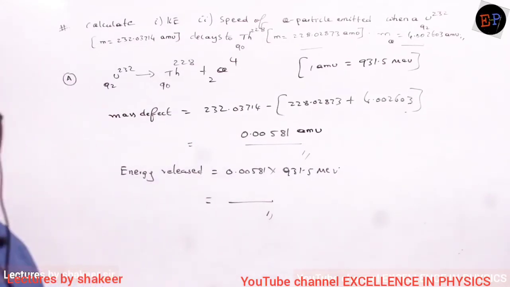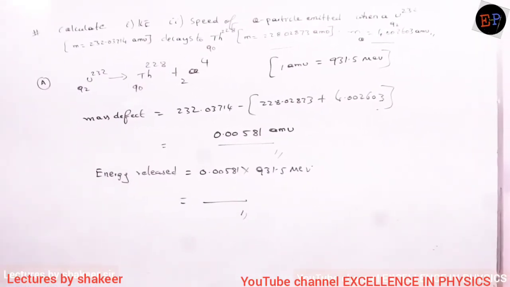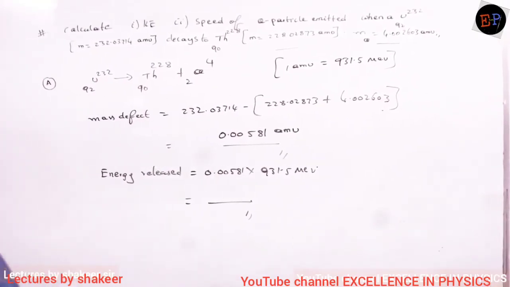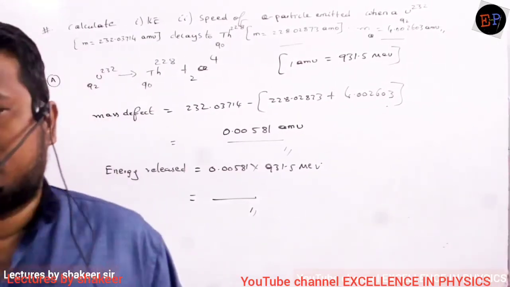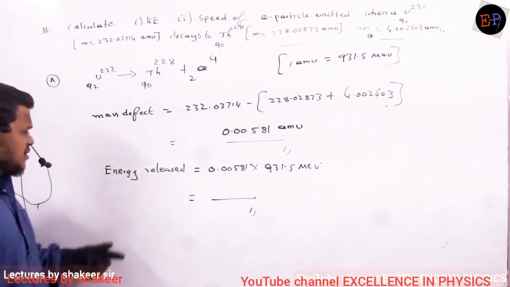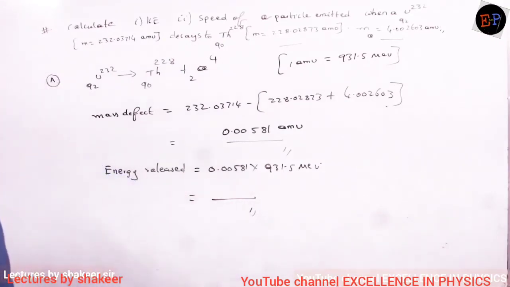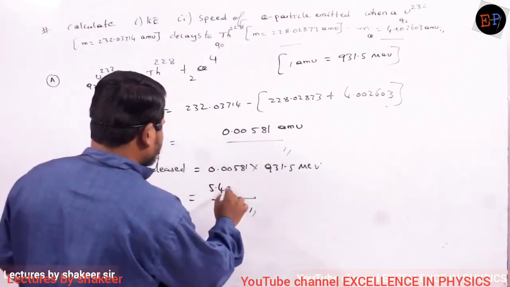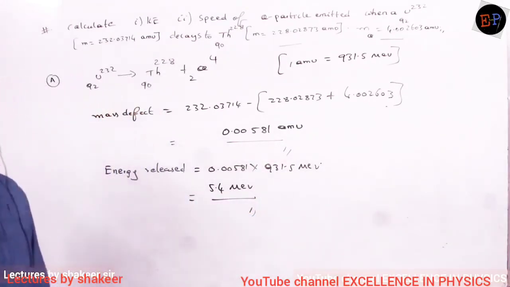Okay? Make a note. Now see. So this much amount of energy will be released. Let us see how much that energy will be. 5.4 million electron volts. Okay? So this much amount of energy will be released.